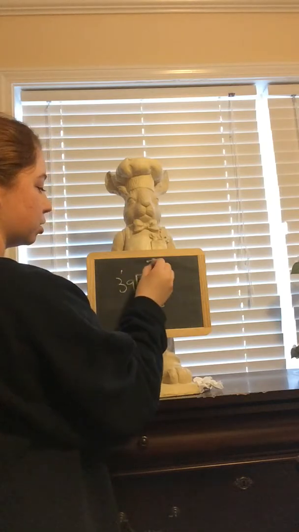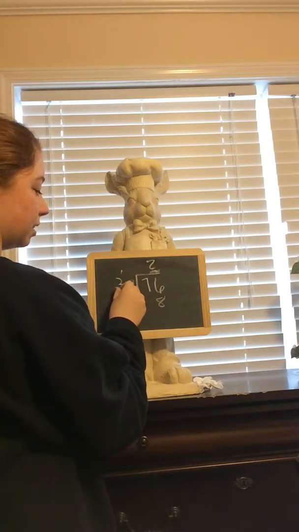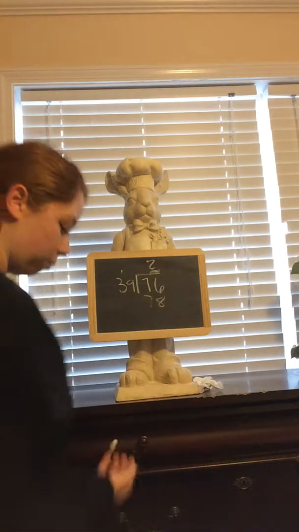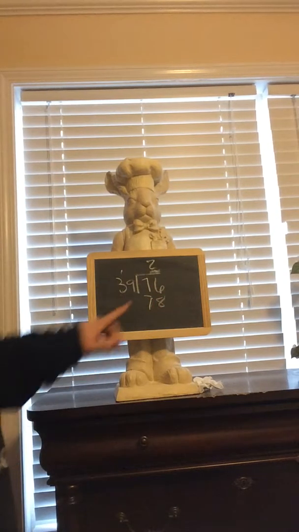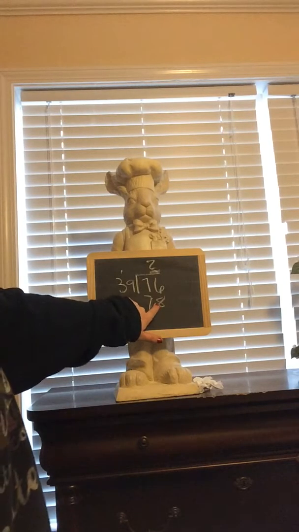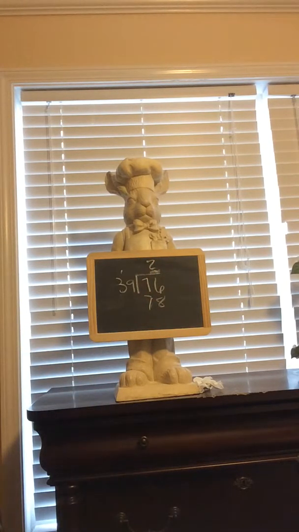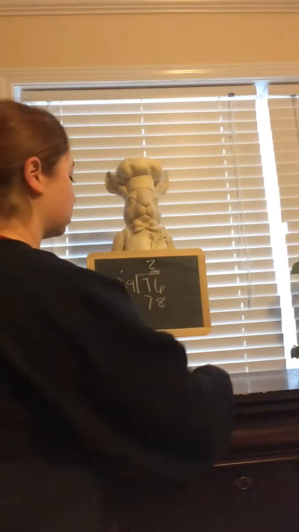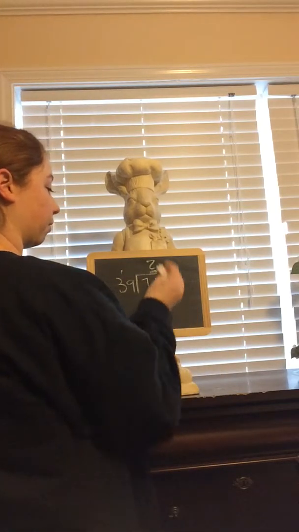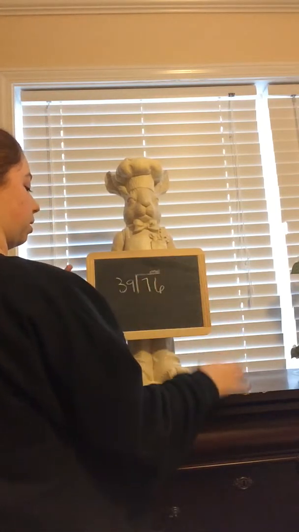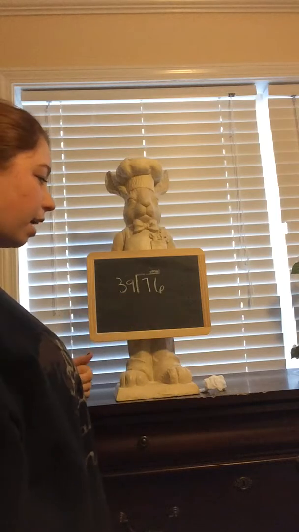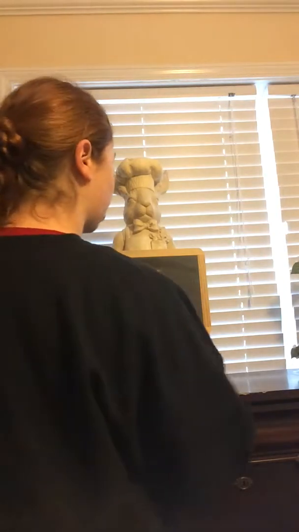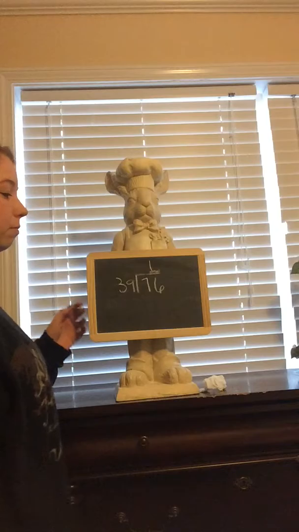Carry the 1. 2 times 3 is 6. 7. Ooh, 78. Can we take 78 away from 76? No. So what we need to do is go down one number up here. It doesn't always give you the correct answer when you do that, but it gives you a number to start with. And if you do that, that's okay. You just start back over and go down a number.